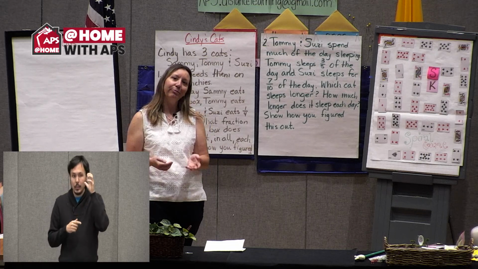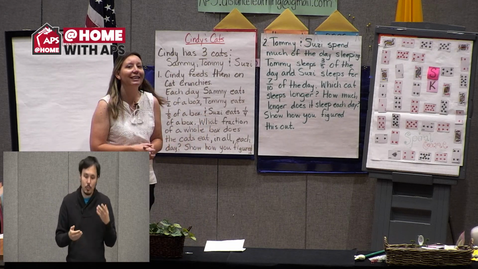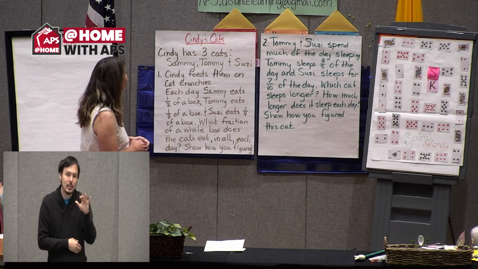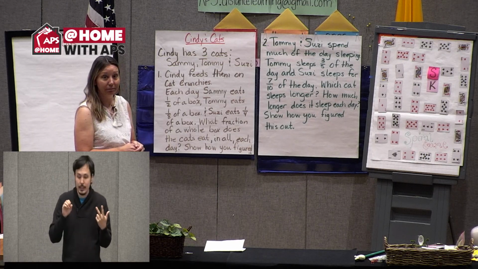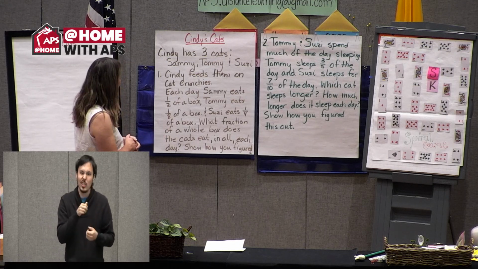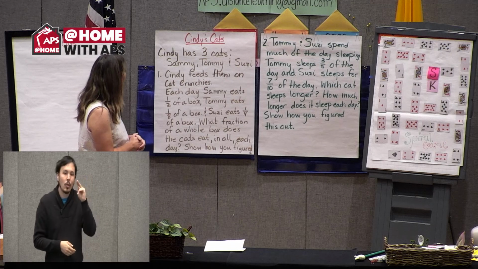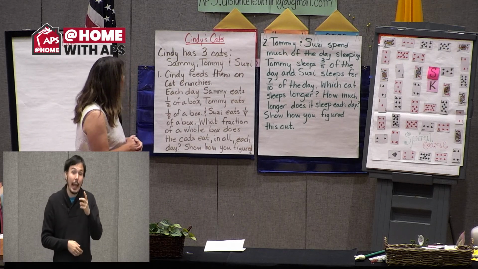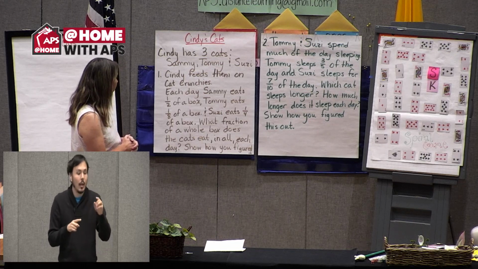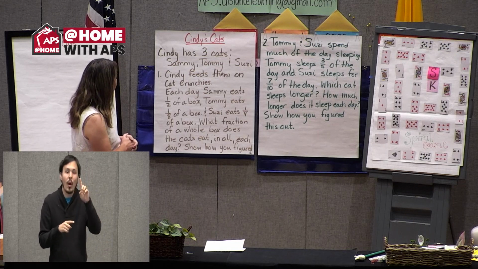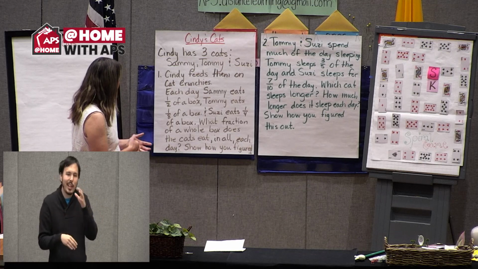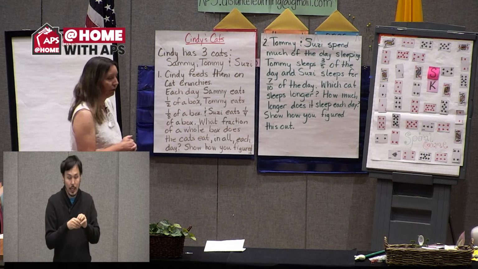So let's get started. All right, we have Cindy's cats. Cindy has 3 cats, Sammy, Tommy, and Susie. Cindy feeds them on cat crunchies. Each day, Sammy eats a half of a box, Tommy eats 1/8 of a box, and Susie eats 1/4 of a box. What fraction of a whole box does the cats eat in all each day? Show how you figured it out.